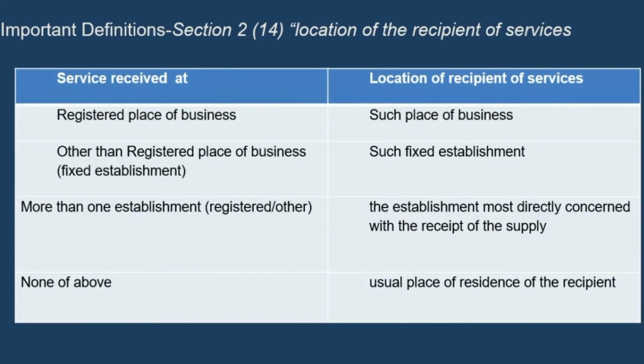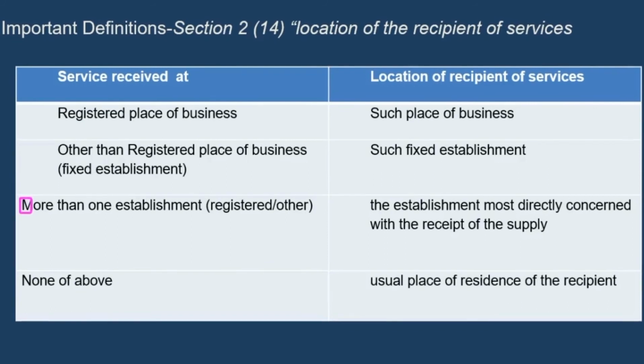Services received at a registered place of business: then the location of recipient of service will be such place of business. If services are received at a place other than the registered place of business, then such place of business. If services are received at your accounting backup, which is just a supporting office, not a registered office, then that will be such an establishment. If services are received in more than one establishment, whether they are registered or not registered is not important.